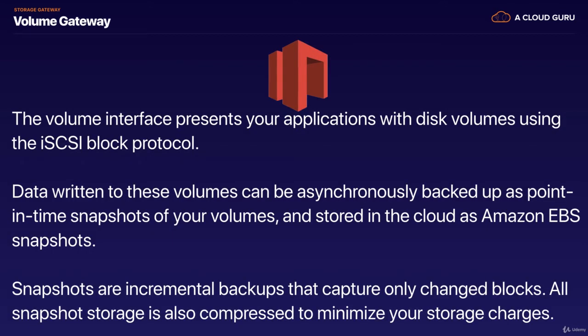Volume Gateway basically presents your applications with the iSCSI block protocol. So you can use virtual hard disk drives, and data written to these volumes can then be asynchronously backed up as point-in-time snapshots of your volumes and stored in the cloud as EBS snapshots. And the snapshots are incremental backups that capture only changed blocks, and all the snapshot storage is also compressed to minimize your storage charges. So Volume Gateway basically is a way of storing your virtual hard disk drives in S3, and it looks like EBS snapshots. Now, don't worry, we haven't covered off what EBS is yet. We will cover that off in EC2 in the very next section of the course.